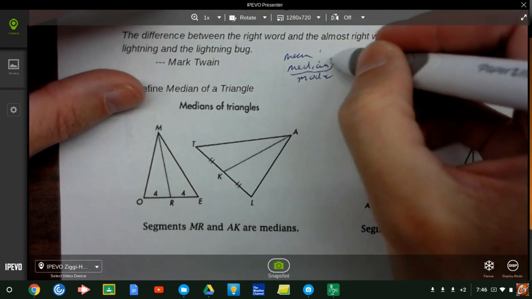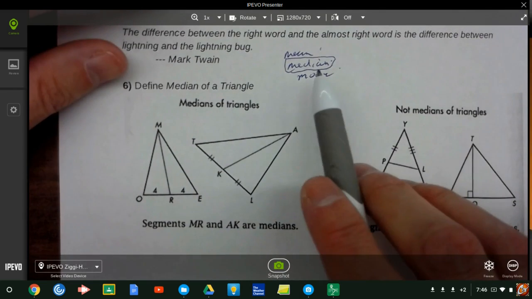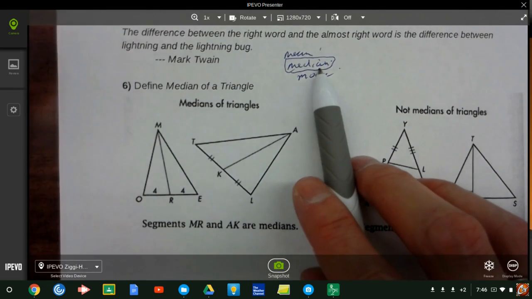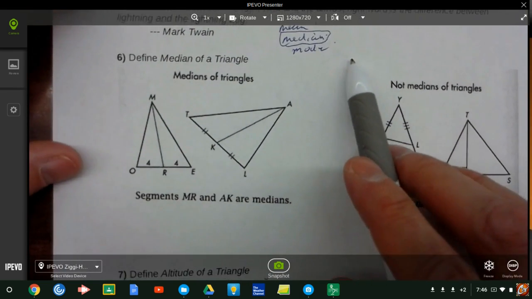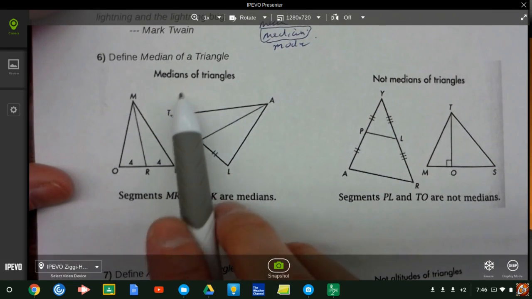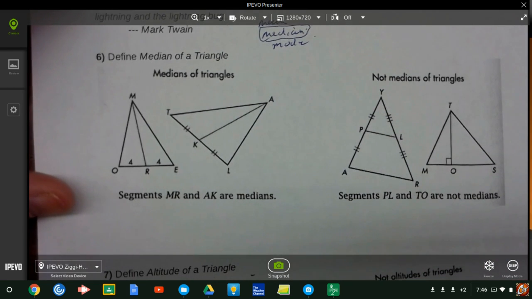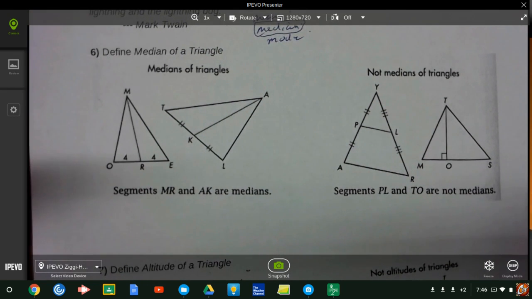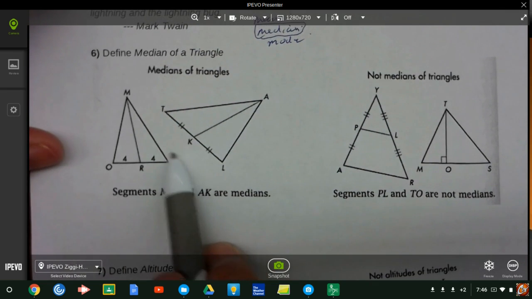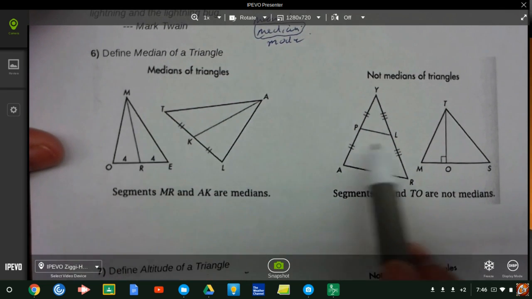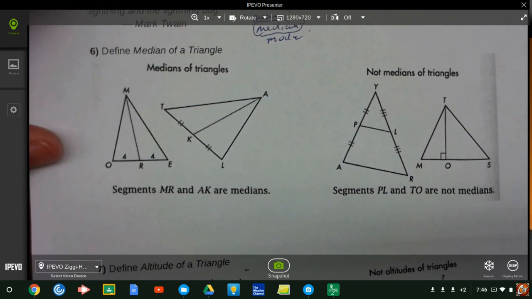Well, this idea of middle number is going to be interesting. Now, mean doesn't mean middle because it's got to be a different type of thing. So let's look at this one, the medians of a triangle. What do you think the medians of a triangle are going to be? Go ahead and type your definition. Even if you think it's wrong, type it. Type what you think it is, comparing these two medians to these two not medians. Go.